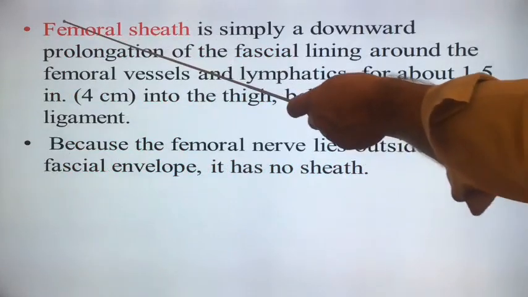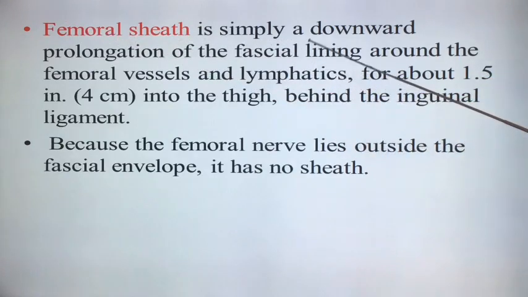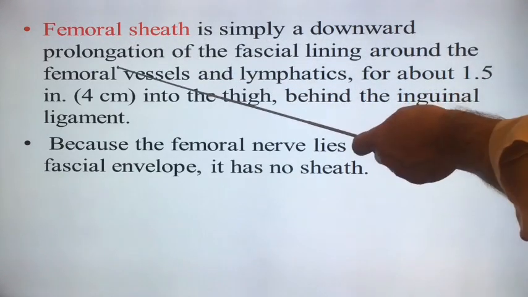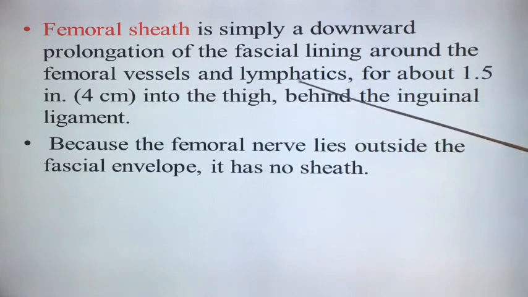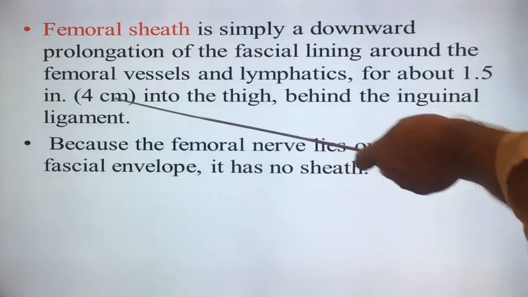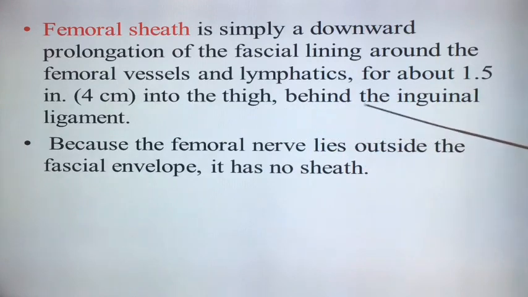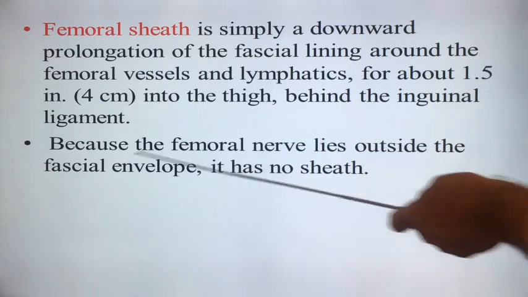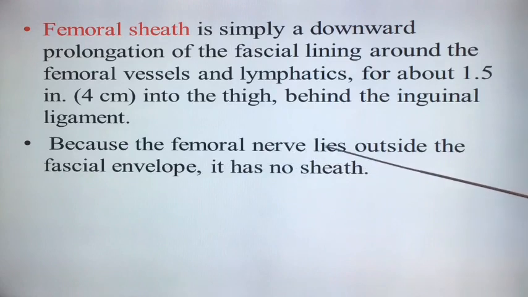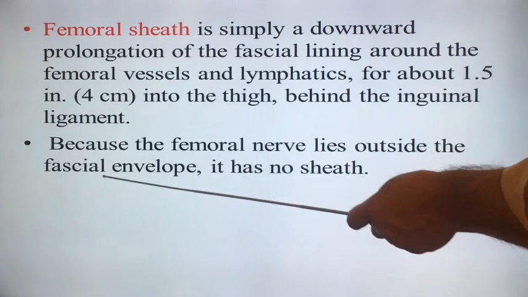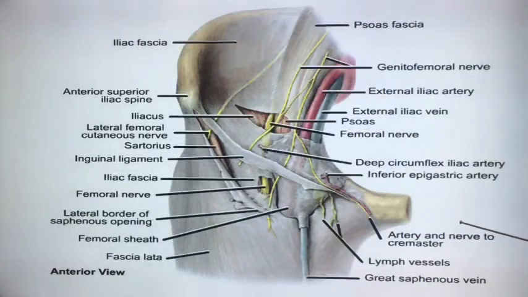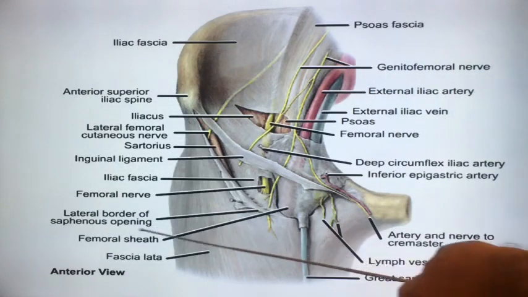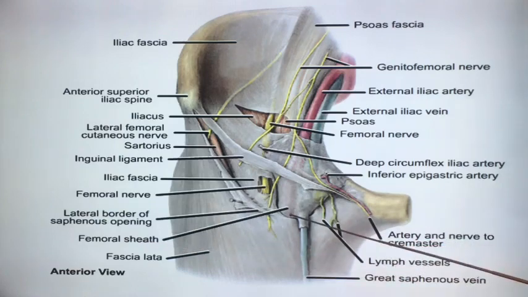We have one structure we call the femoral sheath. Simply, it is a downward prolongation of the fascial lining around the femoral vessels and lymphatics for about 1.5 inch, 4 cm, into the thigh, behind the inguinal canal. Because the femoral nerve lies outside the fascial envelope, it has no sheath. Where are we in this structure? Femoral sheath. Can you read it? Yes.